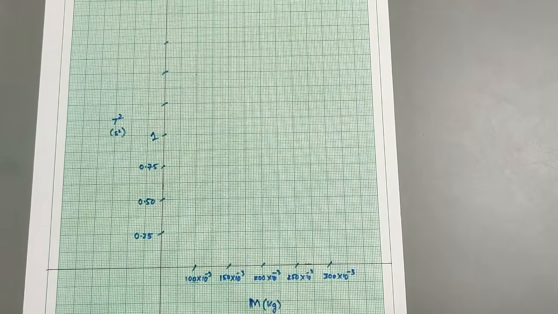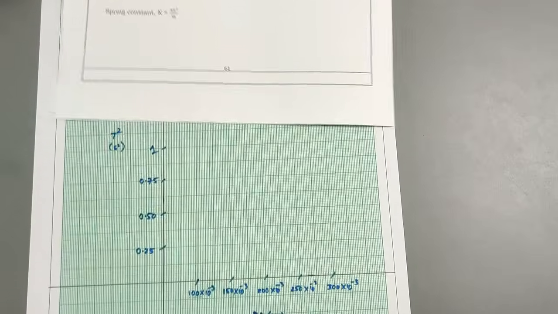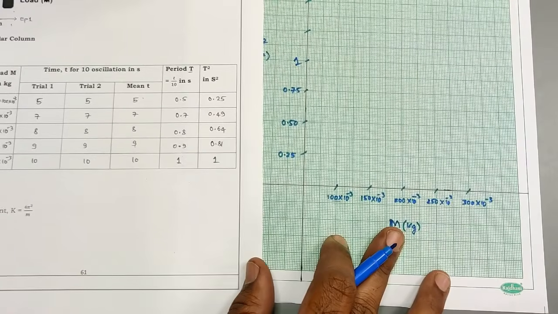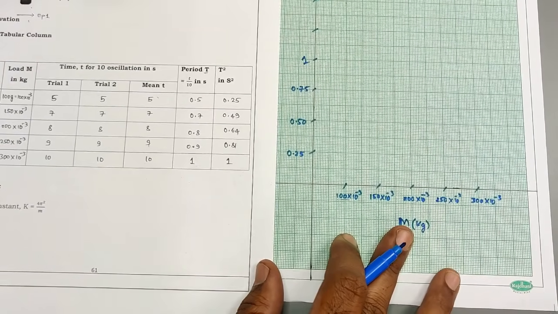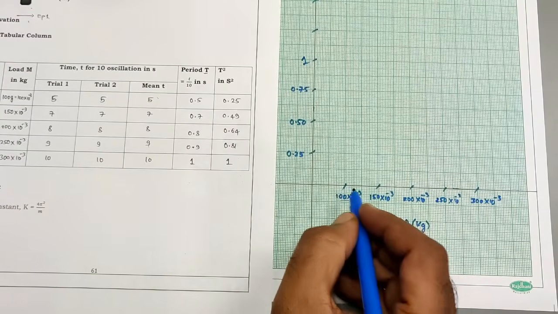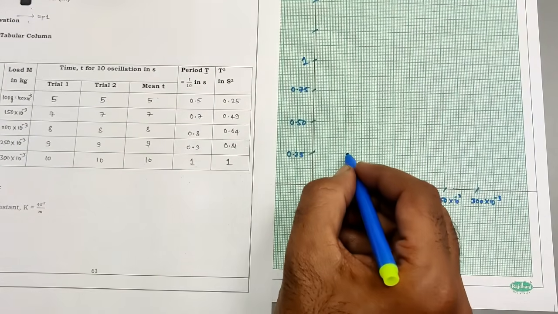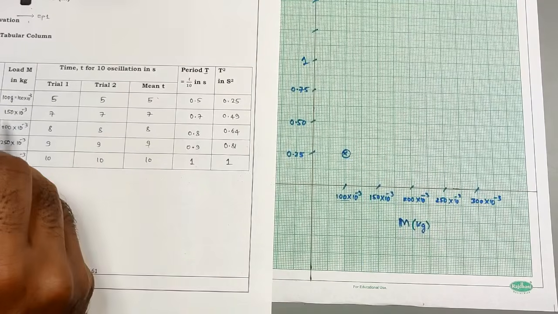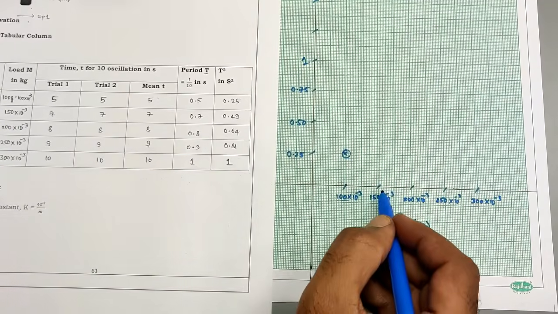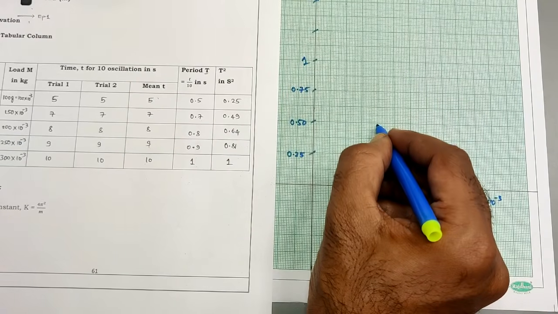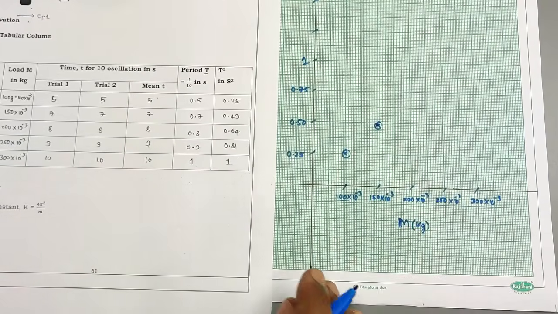Okay, now looking at the values in the table, just go on plotting. See here, I will show you both of them together. For the first trial, how much is the mass? 100 grams. How much is the t square? 0.25. So this is 100 grams, this is 0.25. So this is the first point, correct? Next, 150, 0.49. This is 150, this is 0.50. So 0.49 will be just below that. Here it will be, correct?